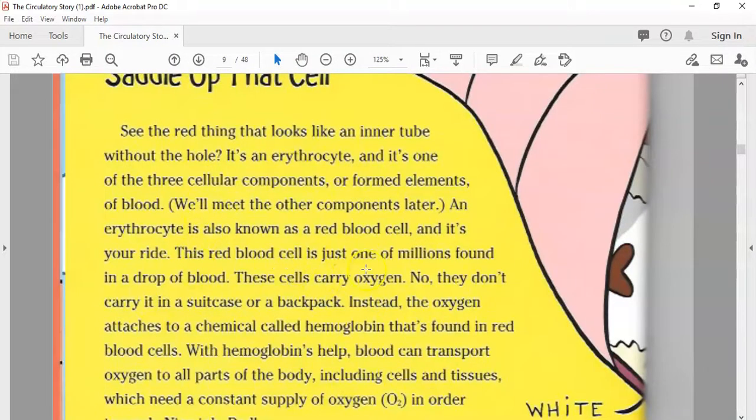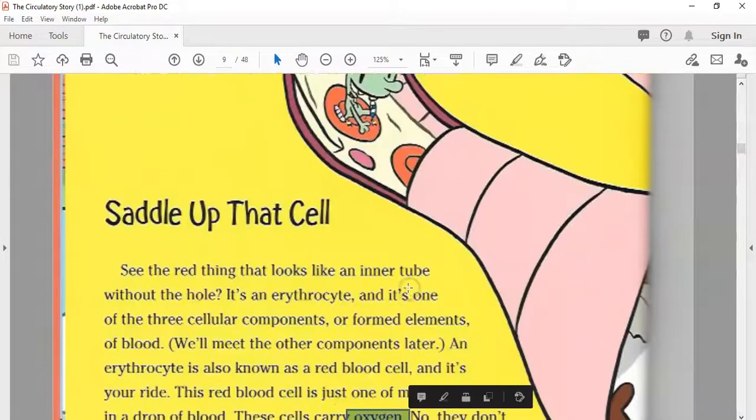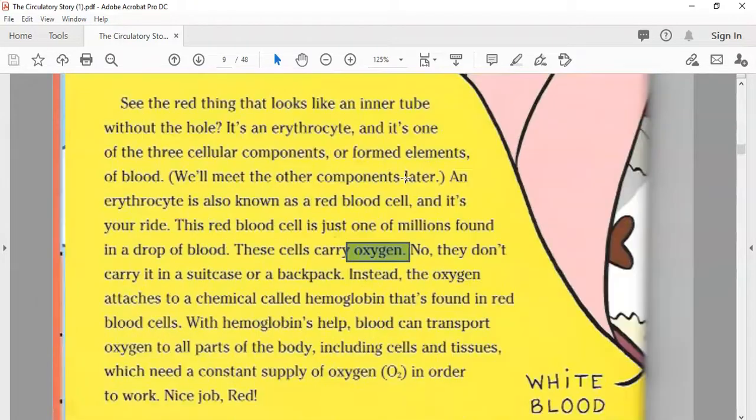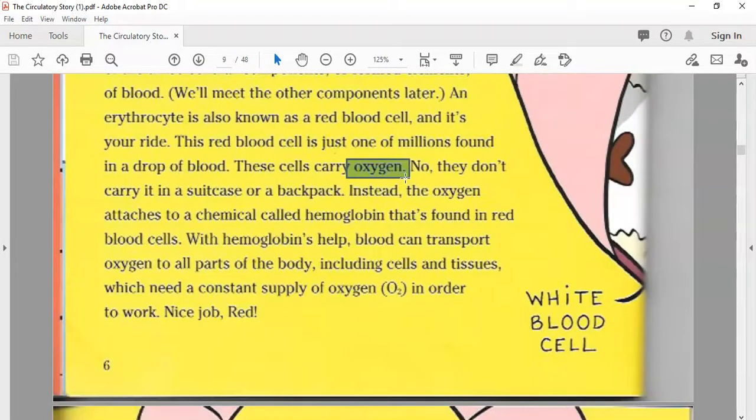This red blood cell is just one of millions found in a drop of blood. These cells carry oxygen. So what is this little green creature carrying? Oxygen. Boys and girls, do we need oxygen to survive? Absolutely. Yes, we do. So now we know that what carries oxygen? A red blood cell. No, they don't carry it in a suitcase or a backpack. Instead, the oxygen attaches to a chemical called hemoglobin that's found in red blood cells.